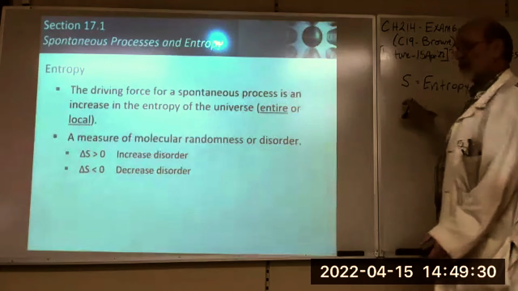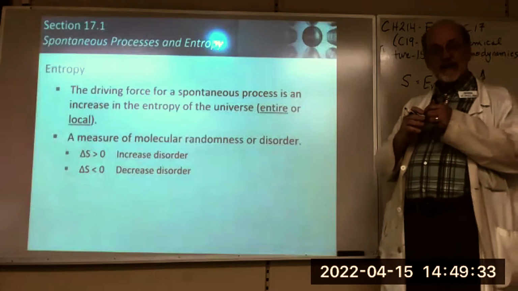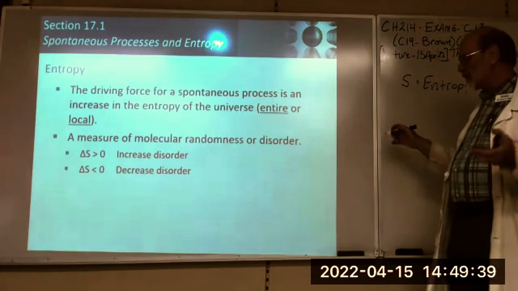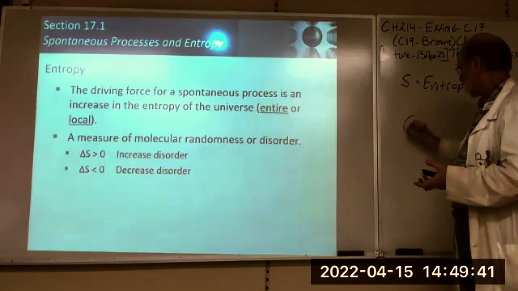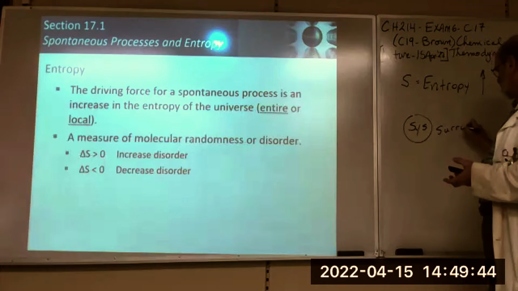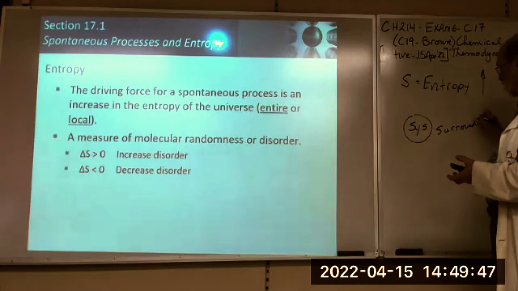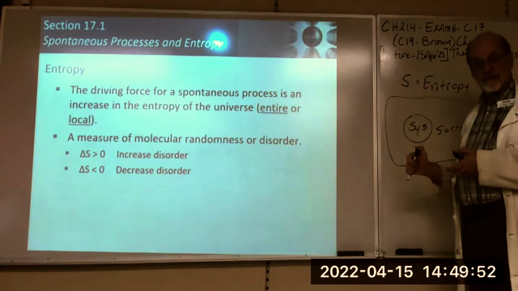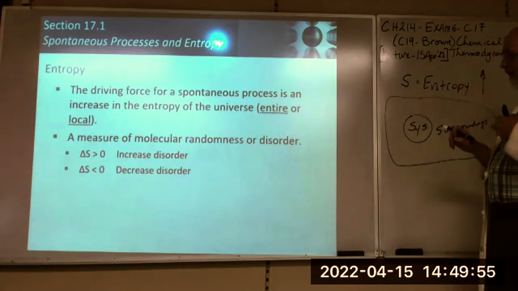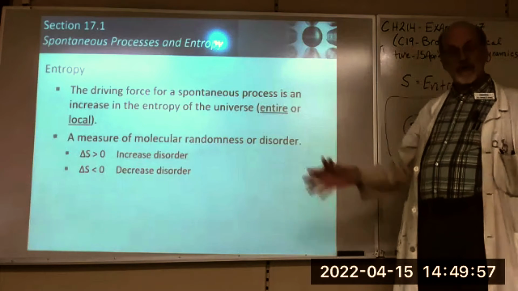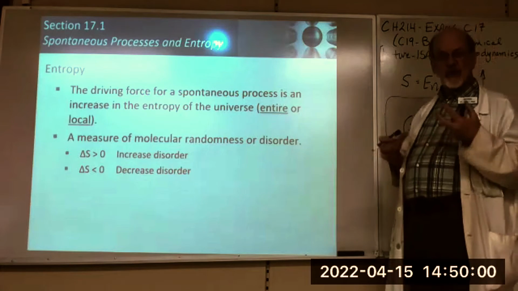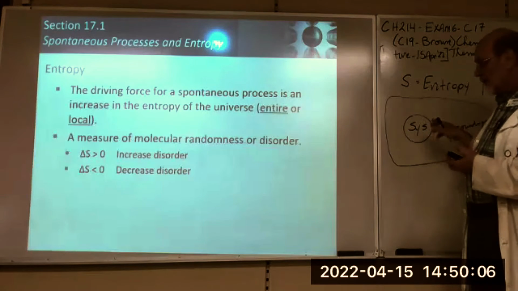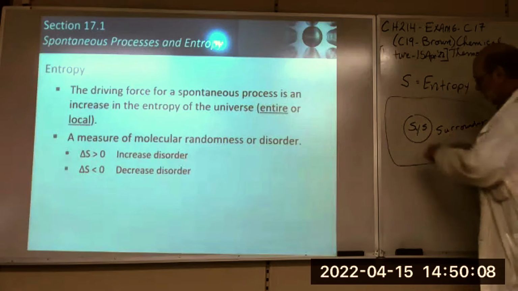Now, remember when we talked about system? This is the system, this is the surroundings. We can also isolate both of them from the entire universe. So we can talk about entropy in terms of the whole universe, in general terms, but it's more useful to isolate the system and the surroundings so that we can talk about entropy for the surroundings, entropy for the system.